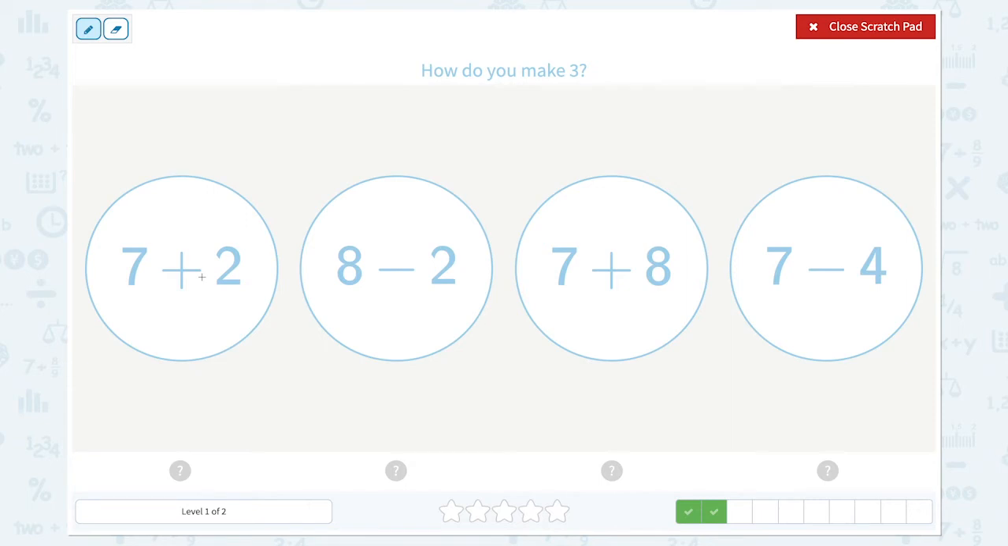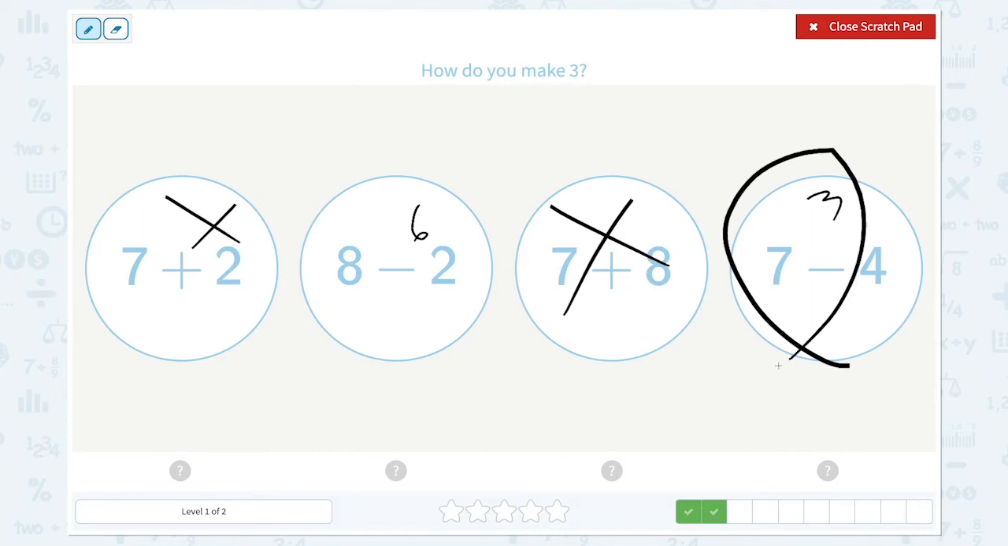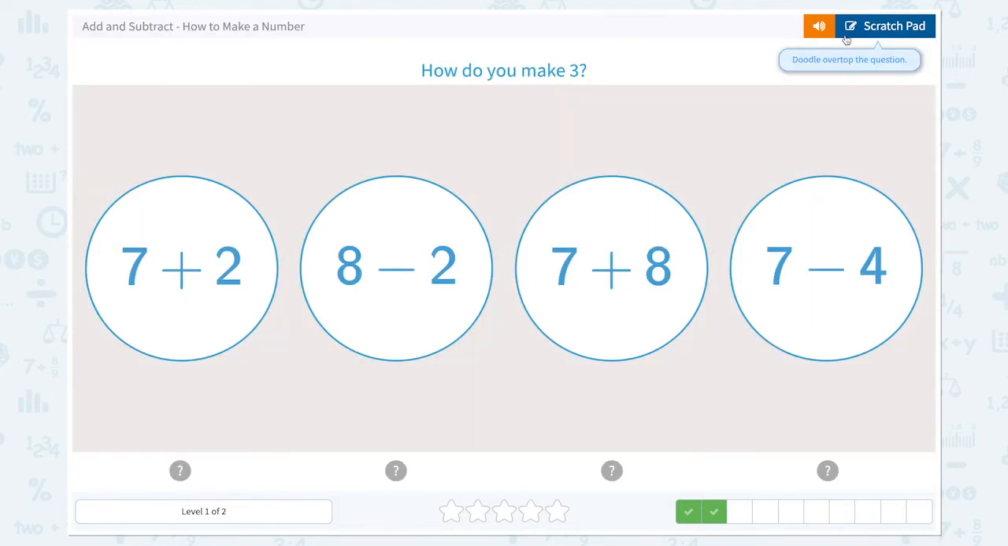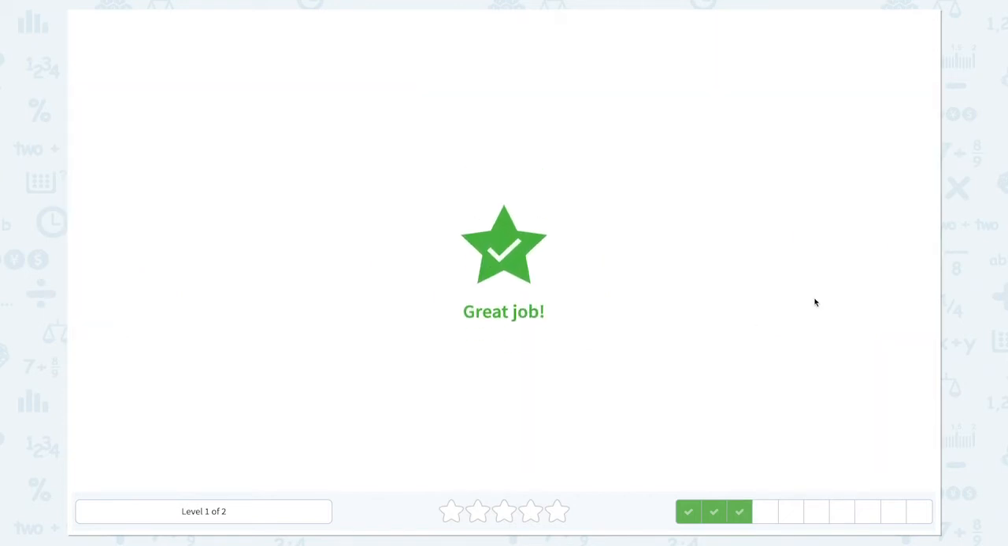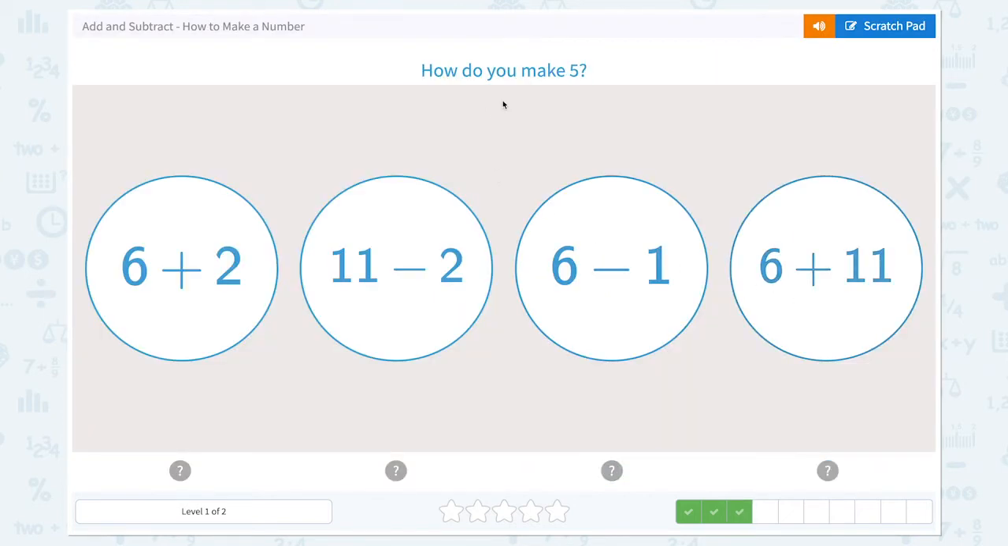7 plus 2 won't make 3 because we're adding 2 more to the 7. 7 plus 8 is not right also. 8 minus 2 is equal to 6, and 7 minus 4 is equal to 3. So this is the right answer, 7 minus 4. Great job! How do you make 5?